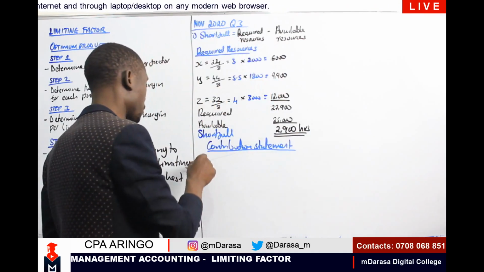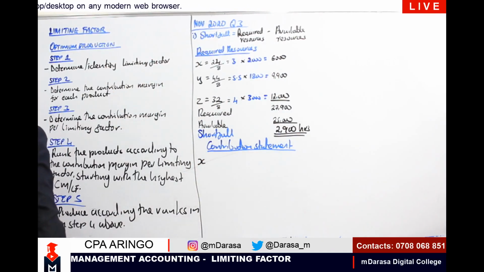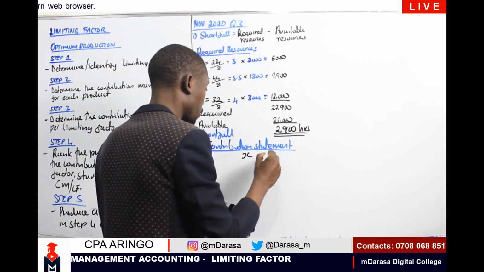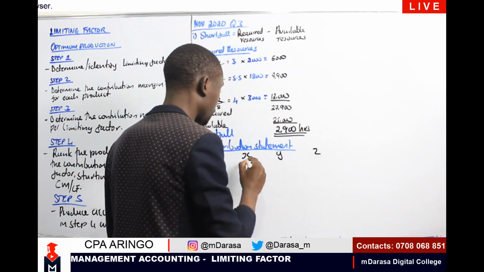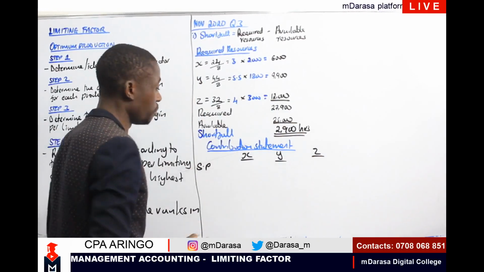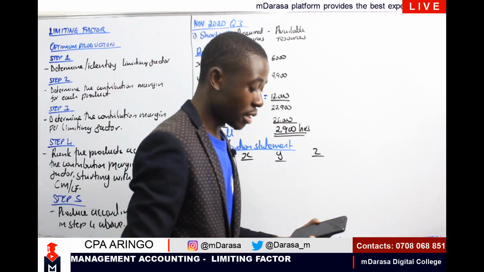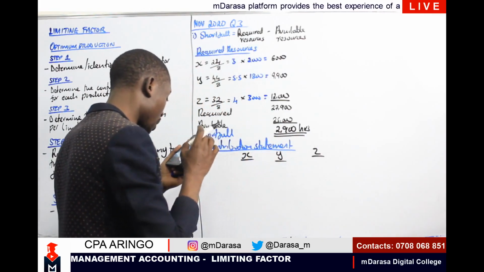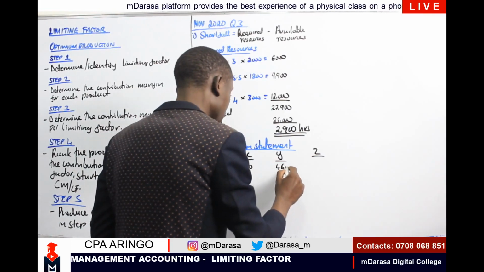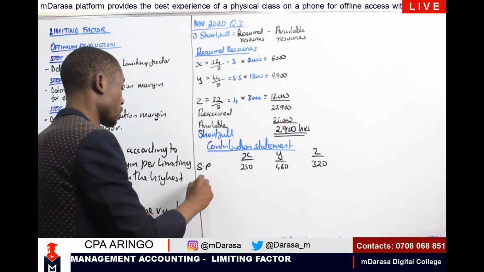So I'm having product X, product Y, and product Z. Let us determine our selling price. What was the selling price given, my good students? I know you have the question already, where we had 250, 460, and 320. What about our variable costs?